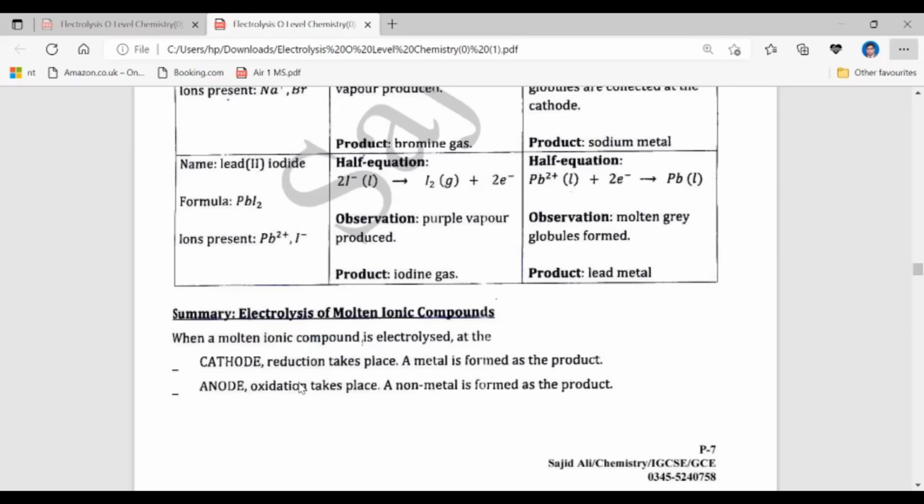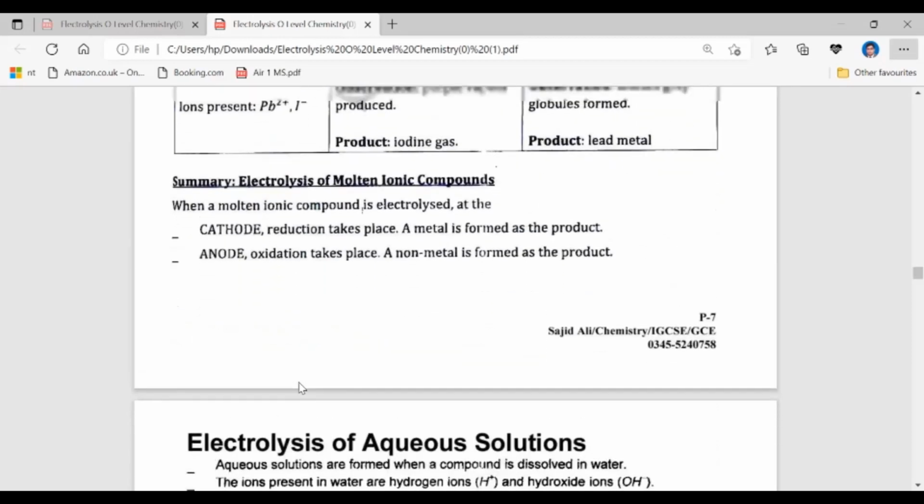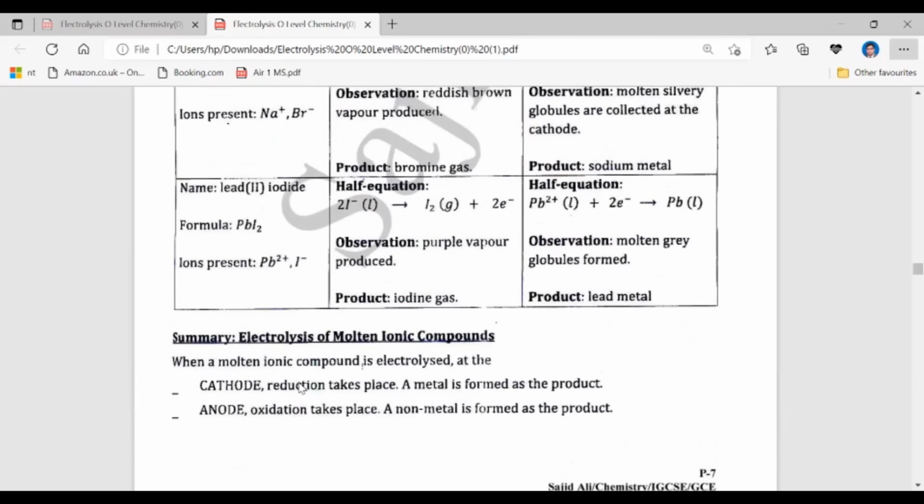Okay. Abdullah, did you get this or not? Yes. Okay, let me explain this once more with a diagram.